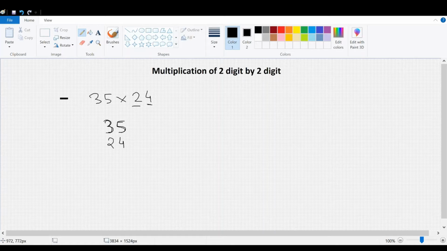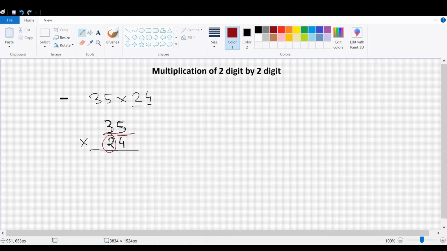Once we are done with stacking the numbers up properly, we will draw our answer line and we'll put our times symbol so that we don't forget that we are multiplying. The first thing that we need to do is multiply 4 by each top digit, and then we will multiply 2 by each top digit. So let's ignore the number 2 first, because right now I want to focus on the number 4. So basically it's 35 times 4.